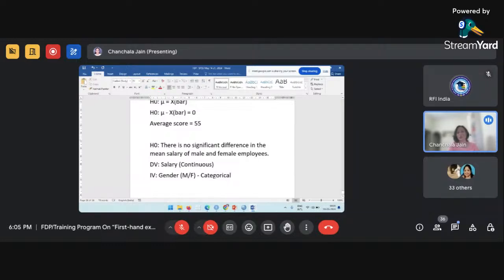So the first two assumptions we have ascertained. The third assumption was that the observations should be independent. That means we can assume that from one male we are collecting data only once, and from one female we are collecting data only once. So this assumption is also met by the data. So three assumptions we have seen here. Is it okay? Yes, ma'am.